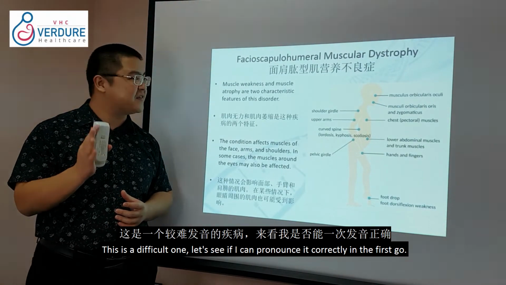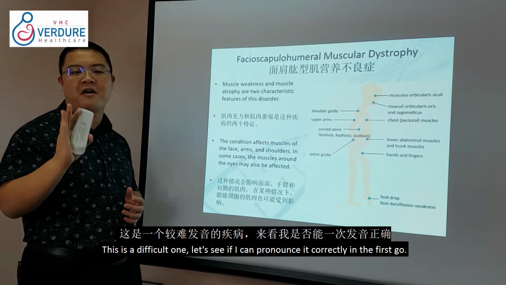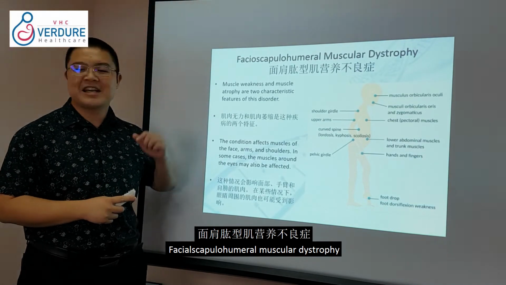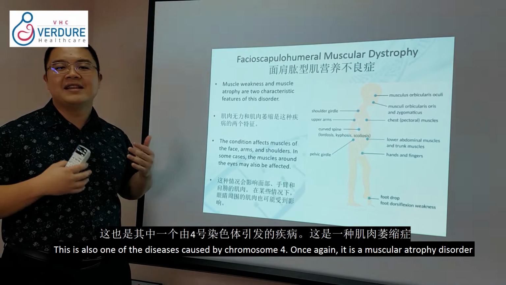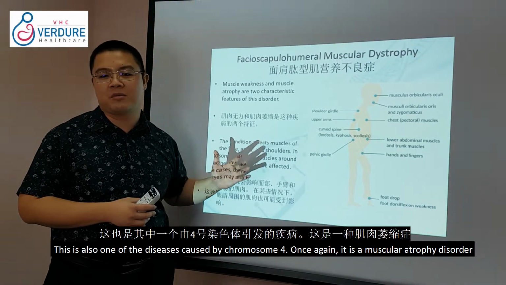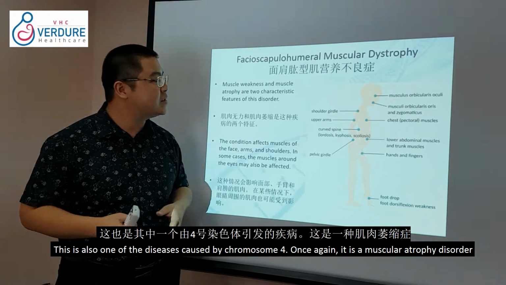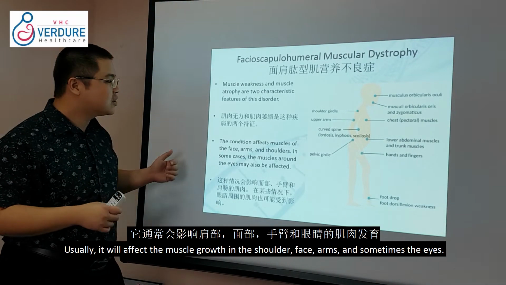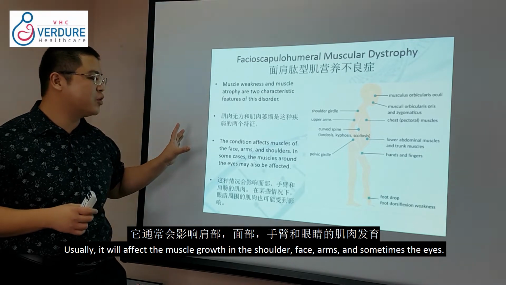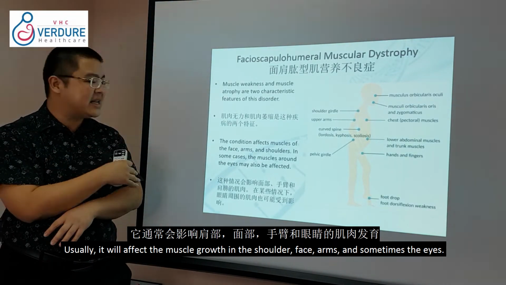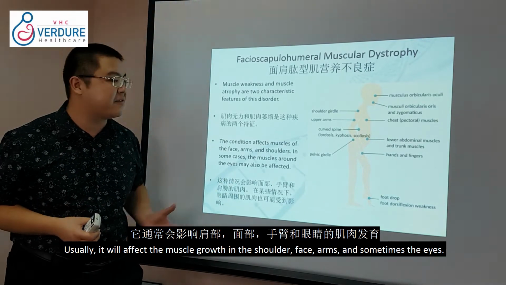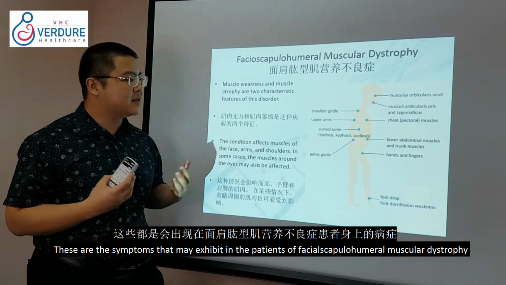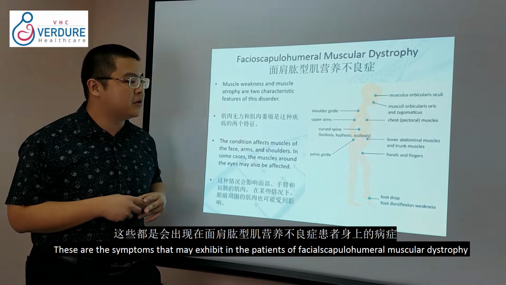Right, now this is a difficult one. Let's see if I can pronounce this correctly on the first go. Facial scapulohumeral muscular dystrophy. Take a challenge, try to pronounce this. Anyway, this is also one of the diseases caused by chromosome 4. And as you might guess, once again, this is a muscular atrophy disorder. Usually it will affect the muscle groups in the shoulder, in the face, in the arms, and sometimes even the eyes might be affected. These are some of the symptoms that might be exhibited by somebody with this particular muscular dystrophy.